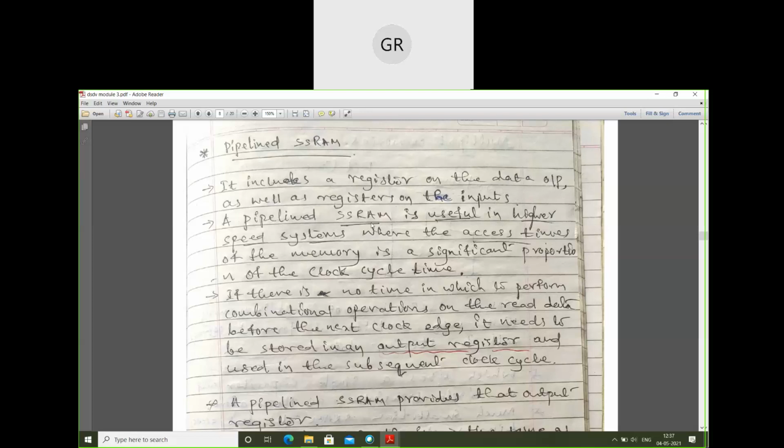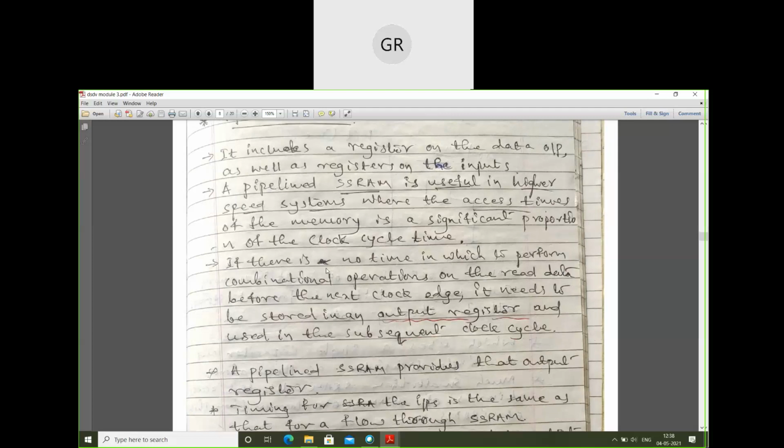A pipelined SSRAM is useful in higher speed systems where the access time of the memory is a significant proportion of the clock cycle time. When the access time is less, we achieve higher speed. Access time means how quickly we can access the data. A pipelined SSRAM is useful in higher speed systems where the access time of the memory is a significant proportion of the clock cycle time.